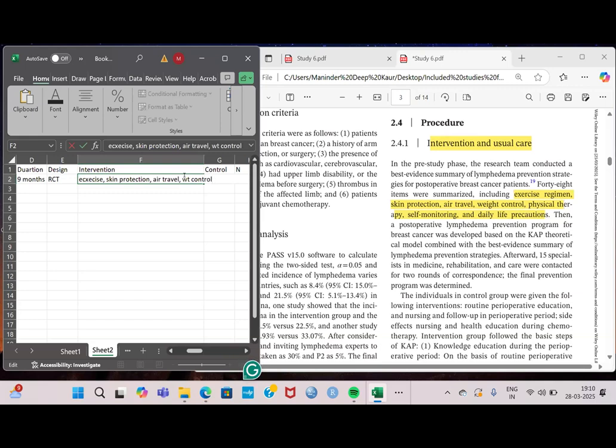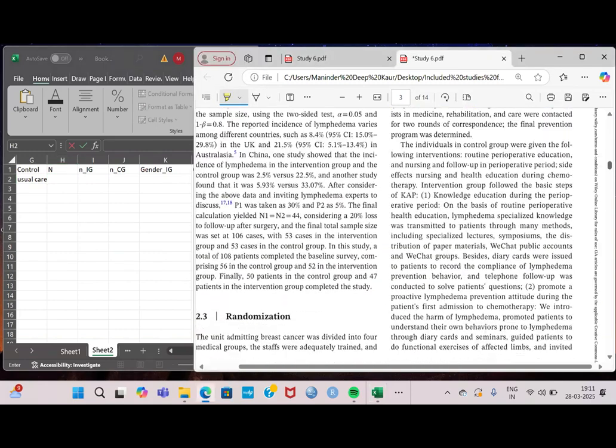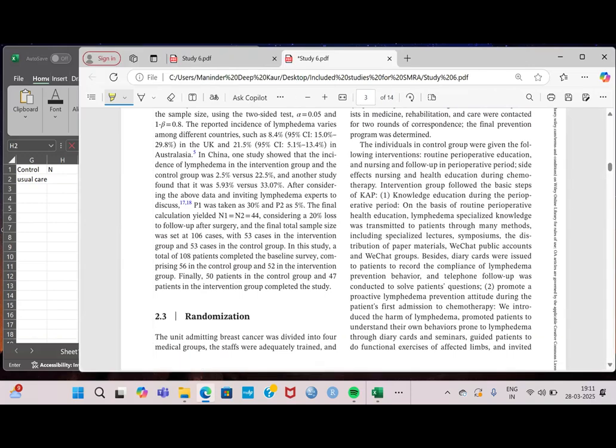Again, they have given physical therapy, self-monitoring, and daily life precautions. All this information we need to add in the intervention section. Okay. So the next item is the total sample size. So I have to find out how many samples they have collected. We need to find that here only.